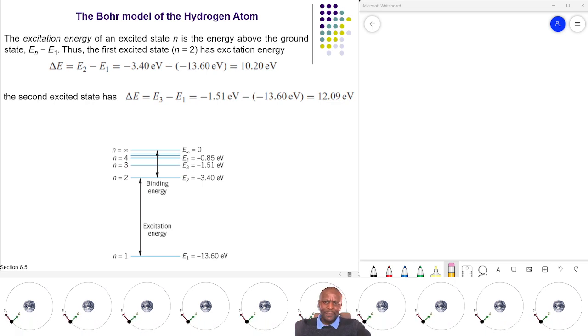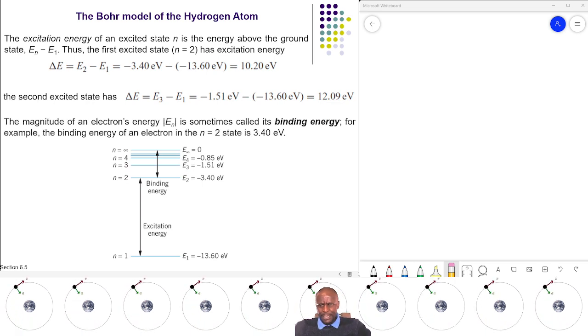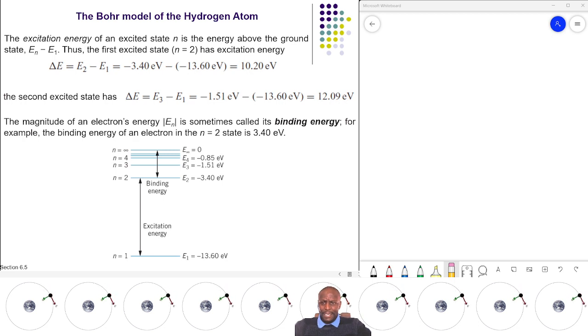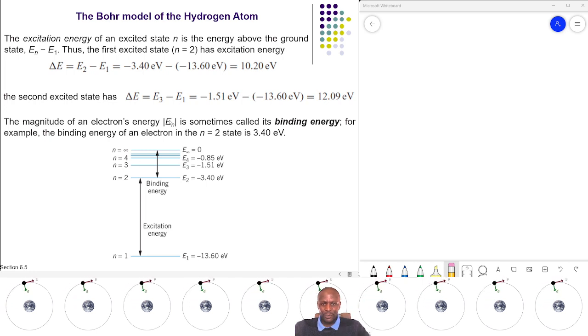So that is the excitation energy. Now, the other important thing that I want you to know is that the magnitude of an electron's energy is sometimes what we call the binding energy.